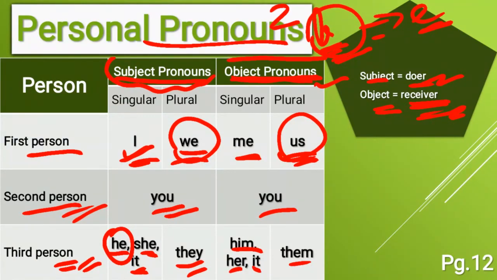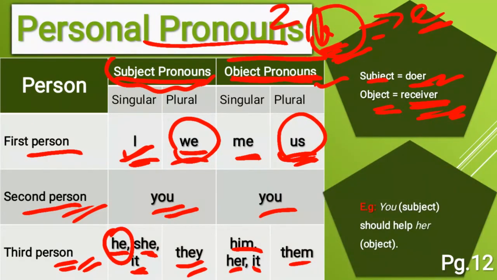Okay, children? And then let's see one example. You should help her. What's the example? You should help her. Here, you, subject, used in the beginning, and then her, object, used at the end of the sentence. Do you understand, dear children? Yeah, don't forget, subject will be written in the beginning of the sentence, whereas object is in the end of the sentence. Don't forget, keep it in your mind. Only this is enough.